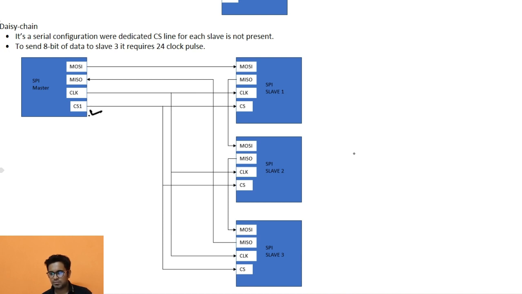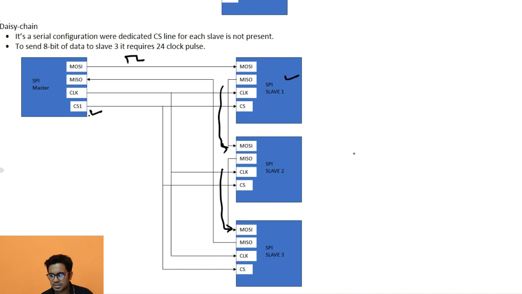Okay, so only one chip select line is given to all, and how we are configuring it is that the data the master wants to send to the slave is first sent to the first slave, then the same data is sent to the second, and then it is sent to the third.